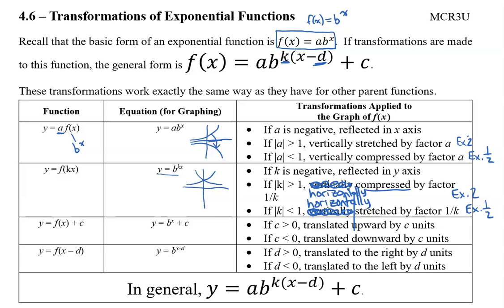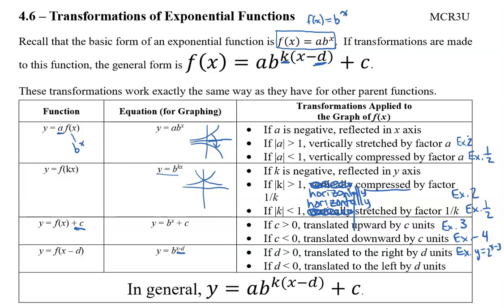Also, for the c value, in general, we take the f of x value and we add a c value to it. And in this case, it's b to the power of x plus c. We know that if c is greater than 0, it's translated upwards. So for example, if it's 3, it moves up 3, or if it's negative 4, it's going to be shifted downwards that many units. And then the other thing we want to point out is d. Remember the general form, it's x minus d. So if we have, for example, the equation y equals 2 to the power of x minus 3.